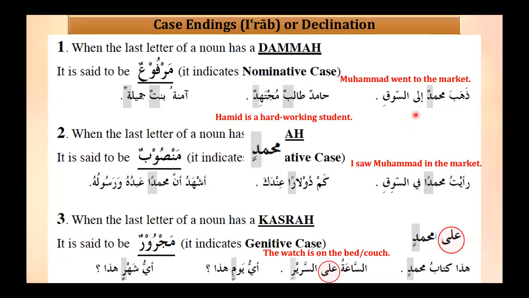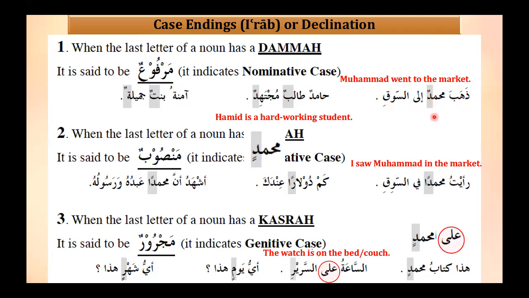So I'm going to show you some examples right now. For example, this sentence is saying, Zahaba Muhammadun ila suq. Zahaba is a verb, which you don't know. We haven't studied verbs. It means he went. So who went? Muhammadun went. So Muhammadun is the subject of this sentence. He went. Ila means to. Suq means market. So Muhammadun is the subject of the sentence. So that's the reason why it has the double dhamma on it.